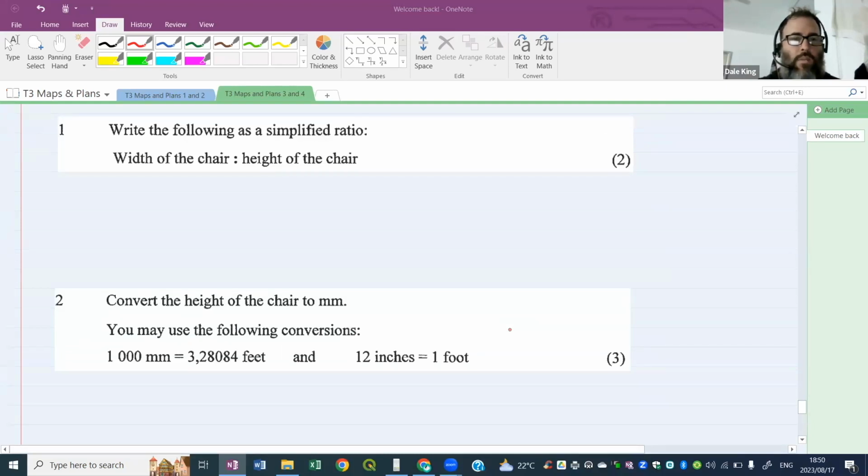Convert the height of the chair to millimeters. You may use the following conversions. All right, the height of the chair is 42 inches. All right, I need you to convert that to millimeters. I'm going to give you guys 2 minutes.